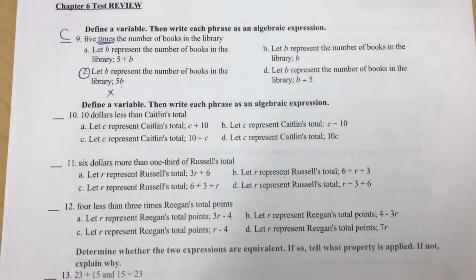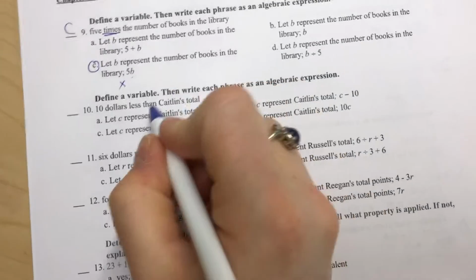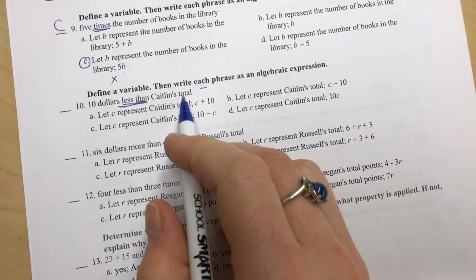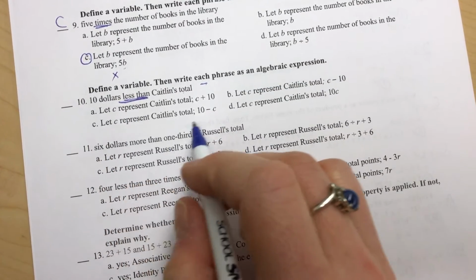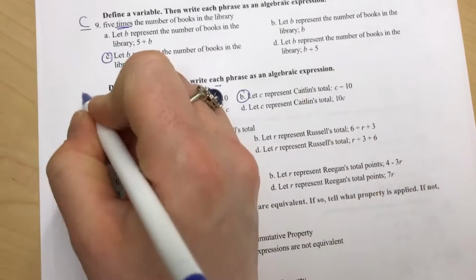Number 10, $10 less than Caitlin's total. So same thing here. $10 less than, I'm thinking is subtract. So it's Caitlin's total, take away $10. And if C represents Caitlin's total, it should be C take away $10. So that's B.